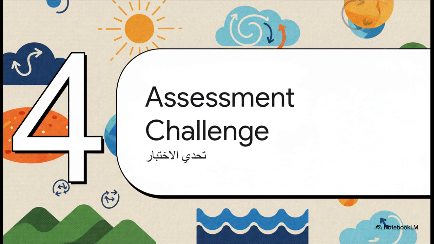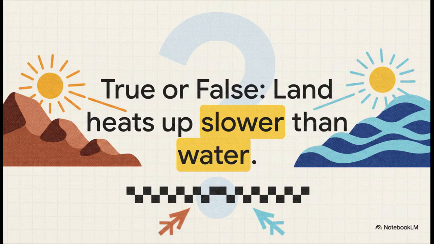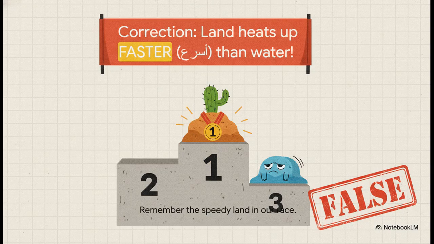Now, you didn't think you were getting away without a little challenge, did you? Let's see what you remember. You ready? First one up. True or false? Land heats up slower than water. Think back to our race. Who was the sprinter? I'll give you a second. And the answer is false. Absolutely. If you got that, awesome job. Remember, land is the speedy one. It always, always heats up faster.